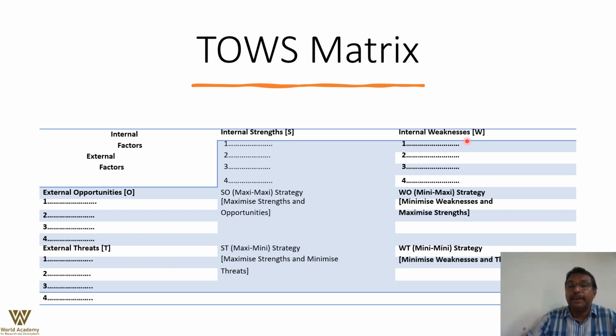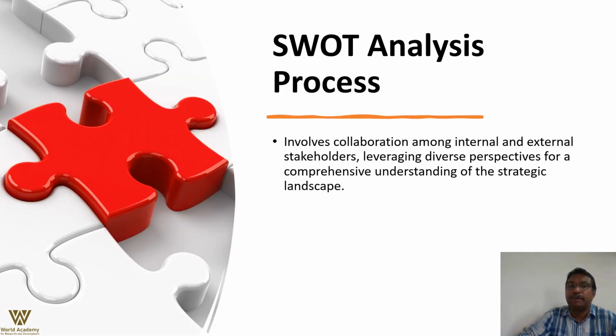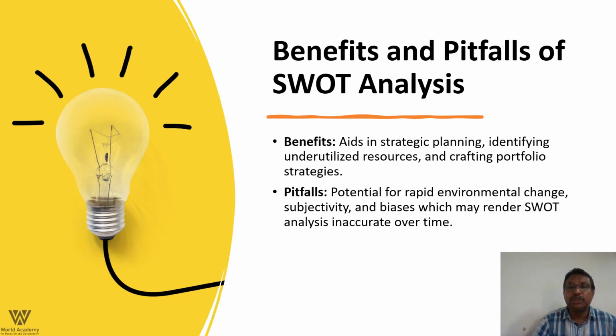What about the internal weaknesses? WO is mini-maxi: a strategy to minimize your weaknesses and maximize your strengths. What about WT? It is mini-mini strategies, for your weaknesses and threats. If required, divest your business altogether. The SWOT analysis process involves collaboration among internal and external environments, leveraging diverse perspectives for a comprehensive understanding of the strategic landscape, and that is what is required.